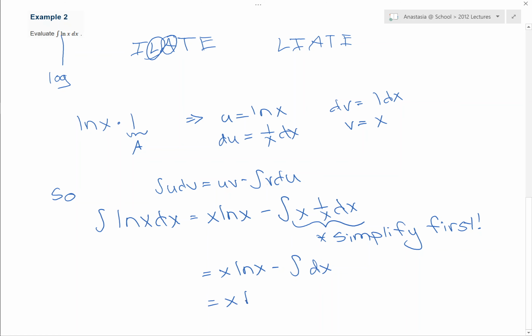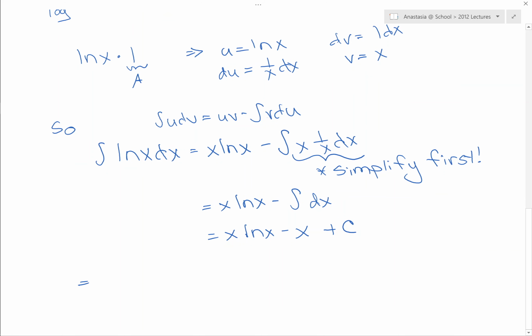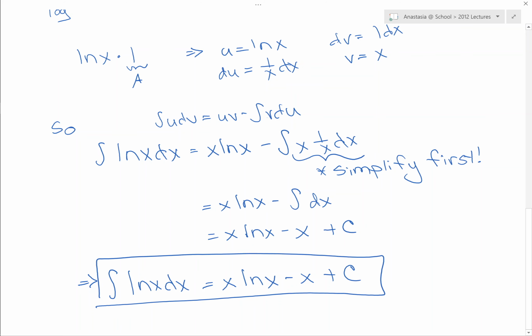And we know this is equal to x times the natural log of x minus the integral of dx, which is just x. Since it's an indefinite integral, we will need to remember to add c. So this means that our full and complete final answer is the integral of the natural log of x dx is equal to x times the natural log of x minus x plus c. And there is our answer for example 2.